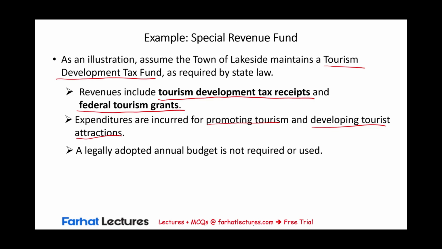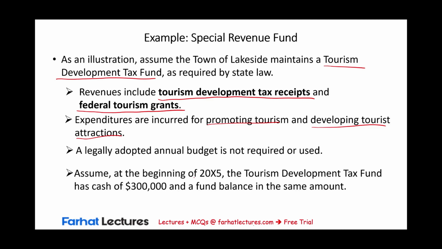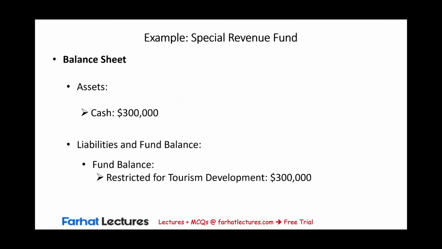A legally adopted annual budget is not required or used, and assume that as of the beginning of 20X5, this fund, the Tourism Development Tax Fund, has cash of $300,000 and a fund balance for the same amount. So from a balance sheet perspective, we are starting with a clean slate. We have cash of 300, fund balance of 300. We don't have accounts payable or accounts receivable, which is due to or due from, which we could end up with. But this is what we are starting with.